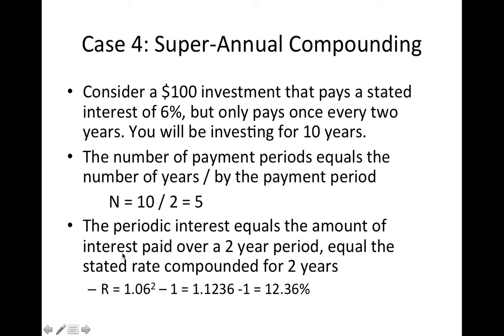Now, the periodic interest on this is equal to the interest paid over a 2-year period. So we would just say that it is the compound rate: 1.06 raised to however many years it is, and then subtract 1. So it's 1.1236. Then you subtract the 1 because it's not 112%; you just need that for the compounding. And so it's 12.36%. So you're going to earn 12.36% each 2-year period.